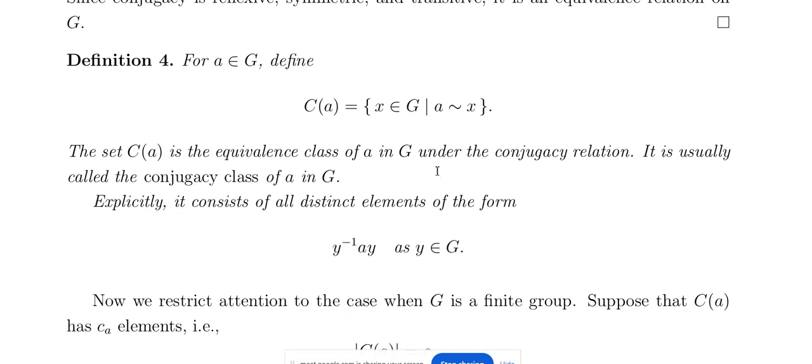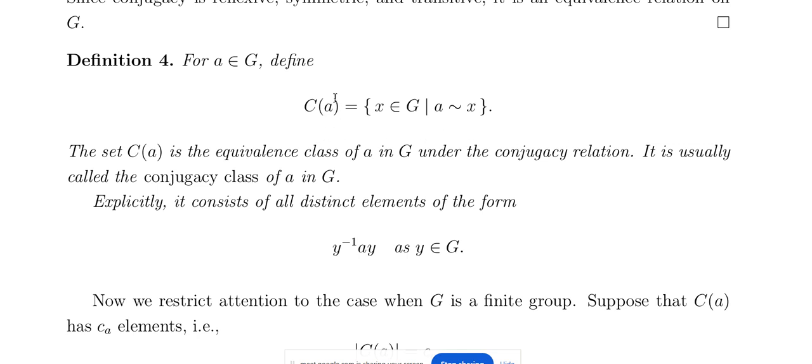And another very important definition, என்ன பார்த்தீங்கன்னா, for every A belongs to G, define C of A, that is called the equivalence class அப்படின்னு சொல்லலாம். The set C of A is the equivalence class of A. Okay, well, that is the counting principle, the basic idea. The C of A is the equivalence class of A in G under the conjugacy relation.